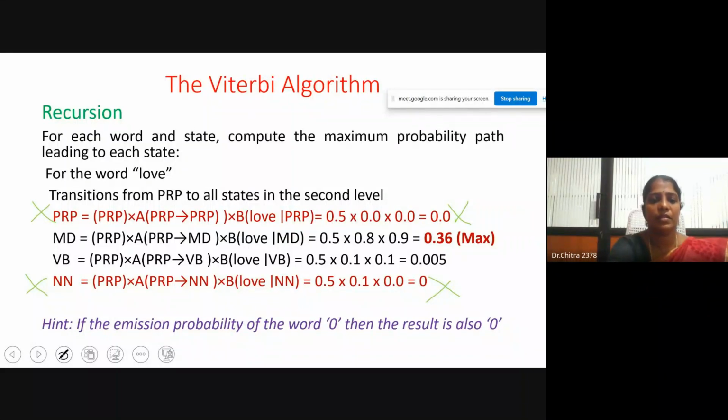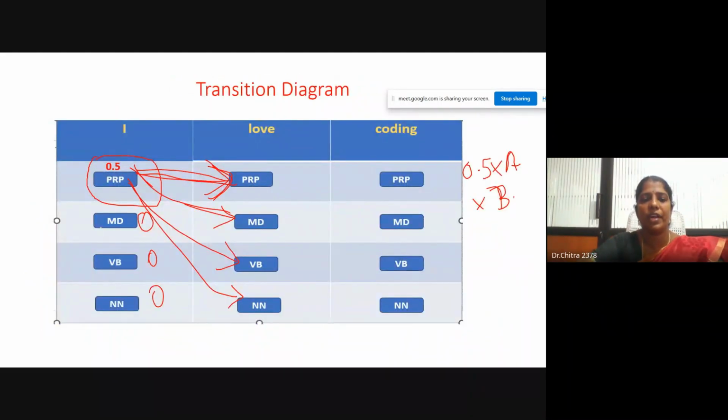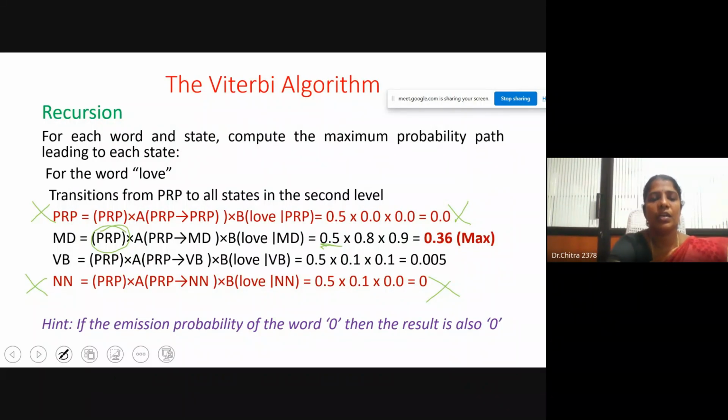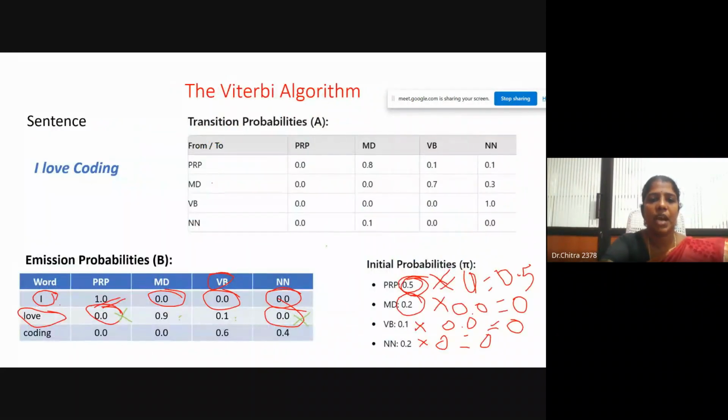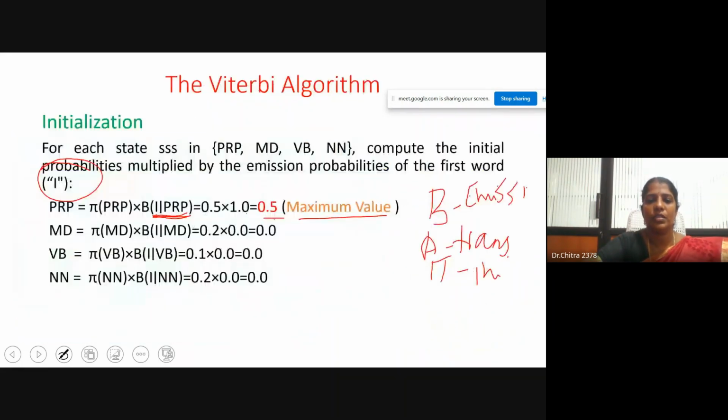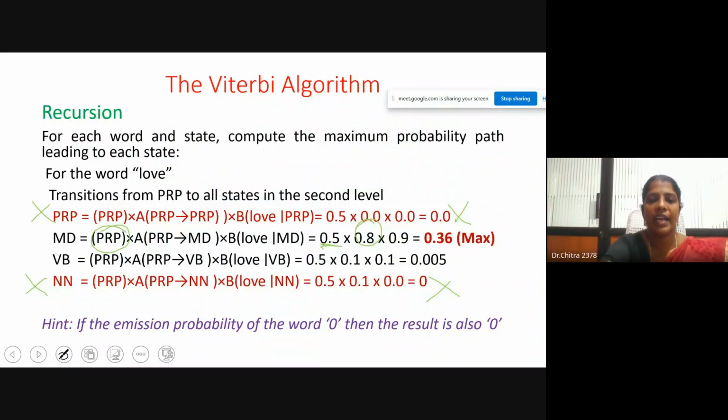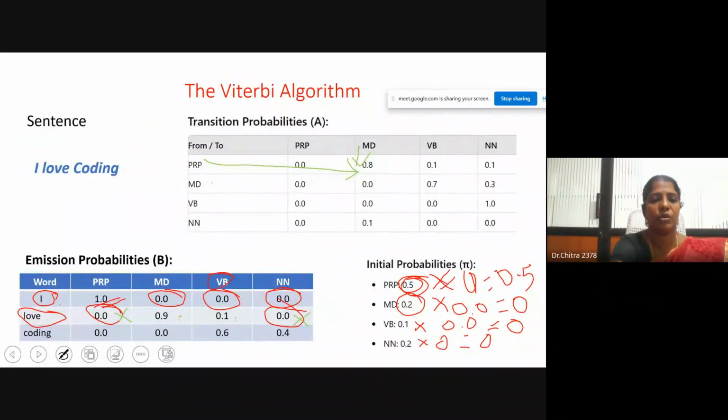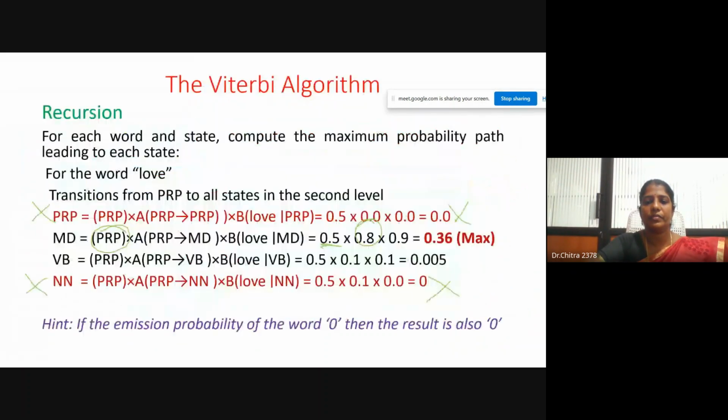For MD, we are calculating it from PRP. What's the initial weight of PRP? 0.5, right? So initial weight of PRP into transmission probability of PRP to MD. What is the transmission probability? It's given, the transition probability of PRP to MD is 0.8. Take it from this table, 0.8. Again, the emission probability of MD for love is 0.9. So 0.5 into 0.8 into 0.9 gives 0.36.